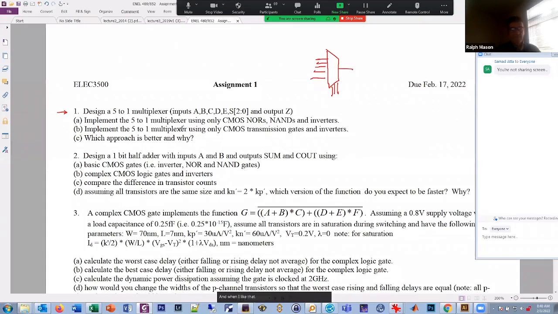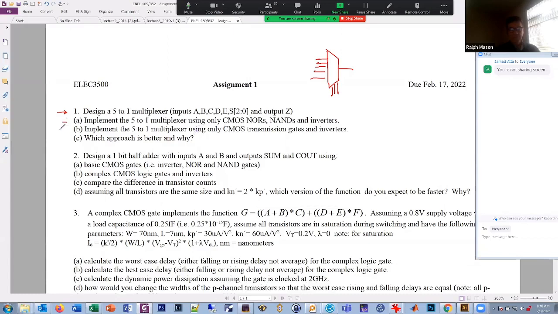First, you're going to implement it with CMOS NORs, NANDs, and inverters. So just using basic CMOS gates. We learned the basic 3 gates are the NOR, the NAND, and the inverter. It can be 2 input, 3 input. You can make whatever number of inputs you want for the NORs and the NANDs.